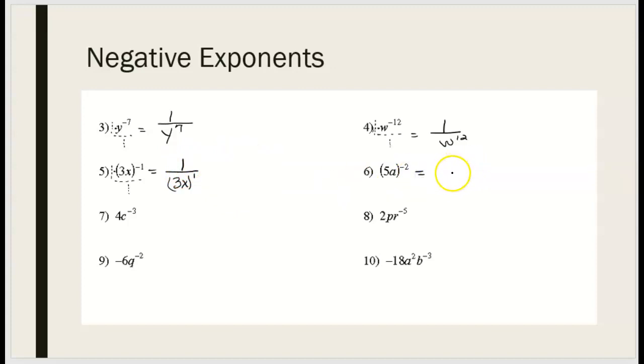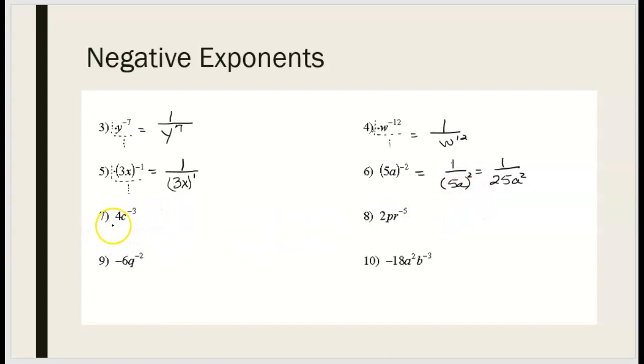Same thing for number 6. If you guys want to press pause and try to work out number 6, please go ahead and do that. And just so you can check your work, this turns out to be 1 over 5a to the 2nd power, but keep in mind that 5a was in parentheses. So that means now I have to take 5 squared. 5 squared is 25, and a squared. Okay, and the only reason I do that is because the parentheses are here. That means the squared applies to both of those things inside the parentheses.